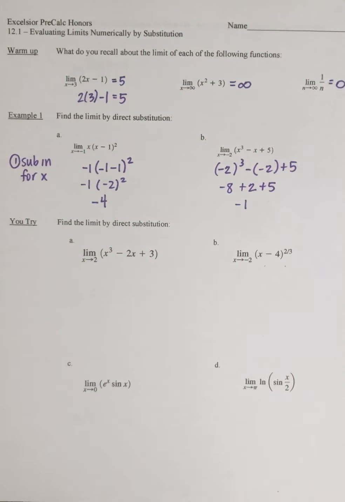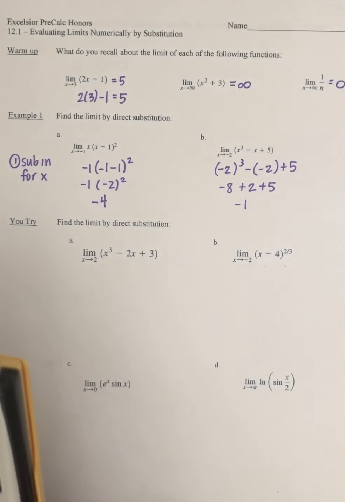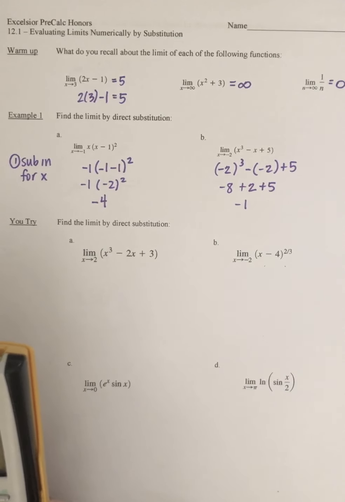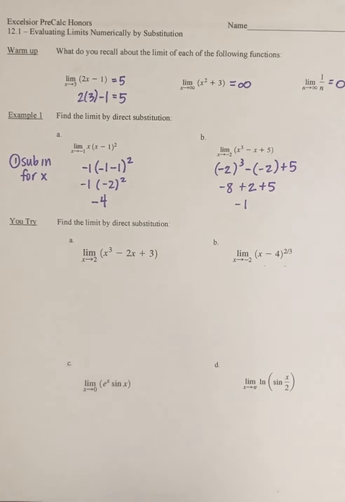So I'm going to double check. X to the third minus x plus 5. Check my table, and when x is negative 2, I get a negative 1, and life is good.